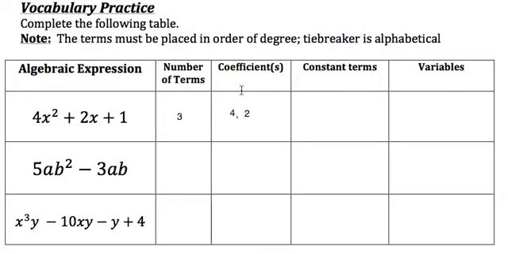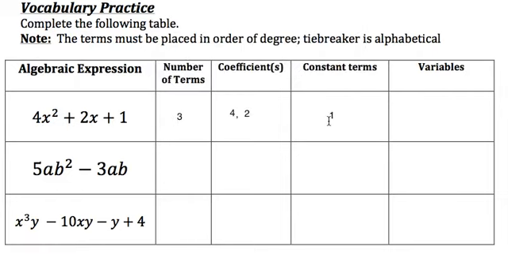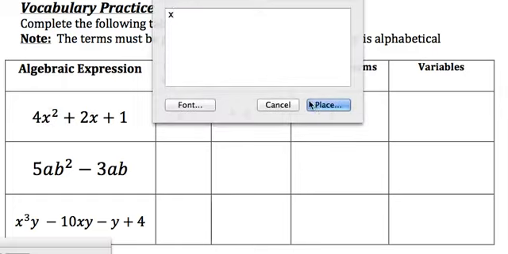Now, if I look for constant terms here, remember, a constant term is just a plain old number. I see that I've got the number 1 here. There is a constant term, and it's the number 1. And lastly, what are the variables going on? Well, I see an x squared here. That's just x is the variable. X is the variable here. There's only one variable to worry about in this example.